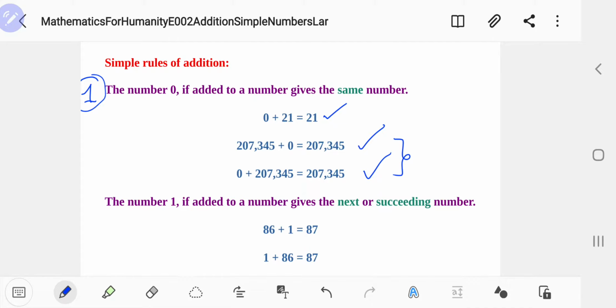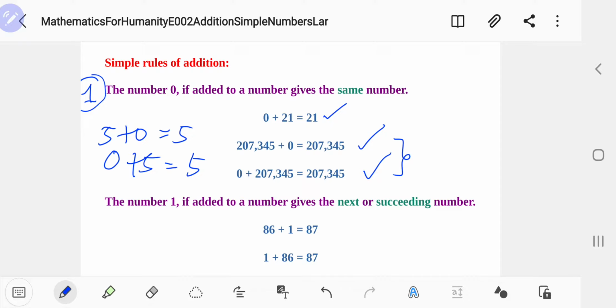Looking at the last two examples, you can actually interchange the numbers that you're going to add. So it could be 5 plus 0 equals 5, or 0 plus 5 is equal to 5. That is an important thing to remember. So anything that's added to 0 gives that anything.